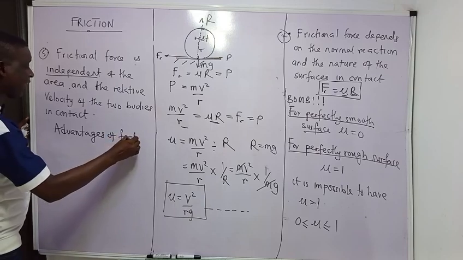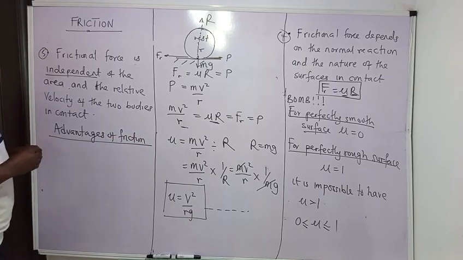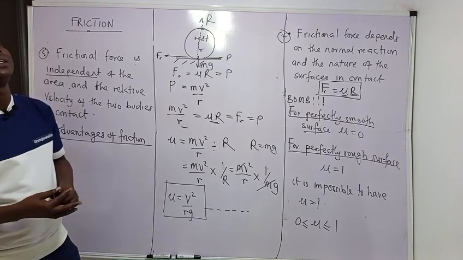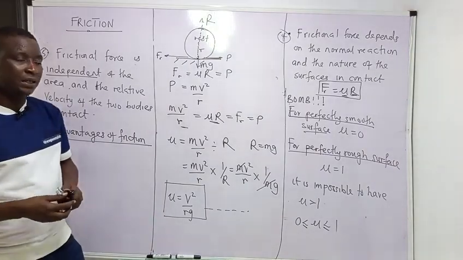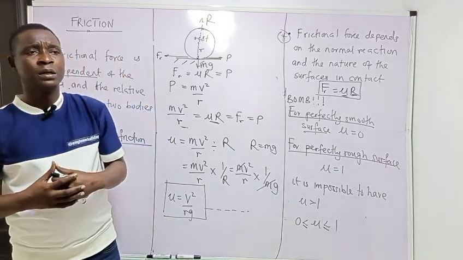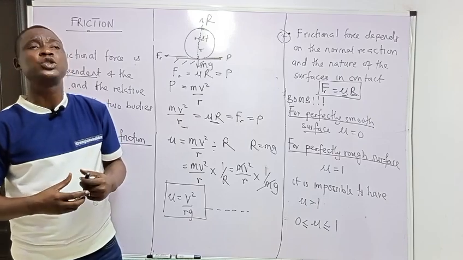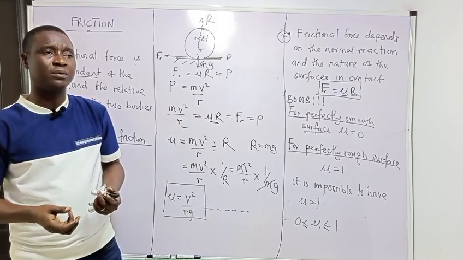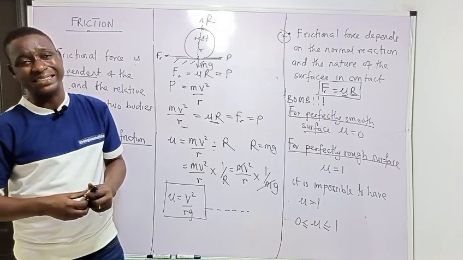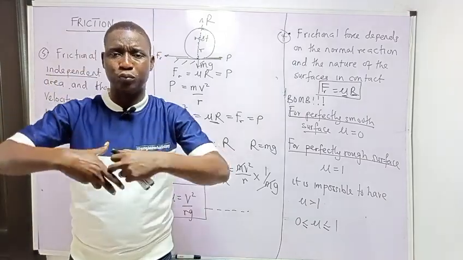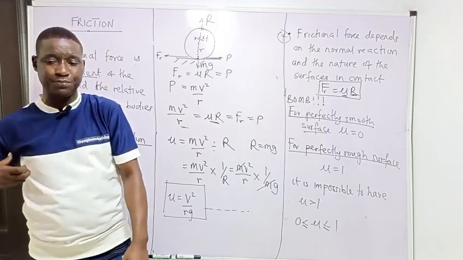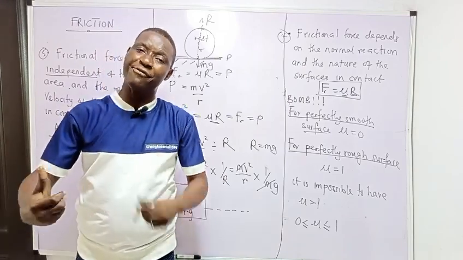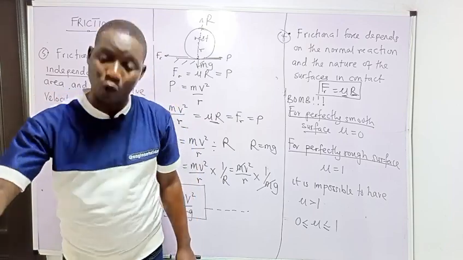of friction. There are several advantages, what are the usefulness, what are the things that friction helps us to do in our environment. For example, the functioning of the safety belt in a car. When you want to drive your car, you tie your safety belt. Why? Because when the brake is smashed, there will be a friction backward, or friction forward rather.